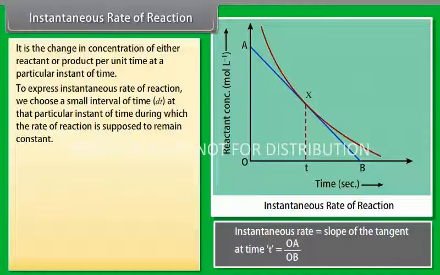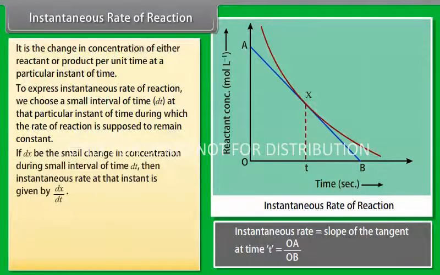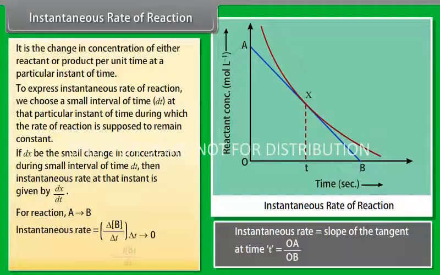instant of time during which the rate of reaction is supposed to remain constant. If dx be the small change in concentration during small interval of time dt, then instantaneous rate at that instant is given by dx by dt. For a reaction in which A tends to B, instantaneous rate is equal to dB by dt.